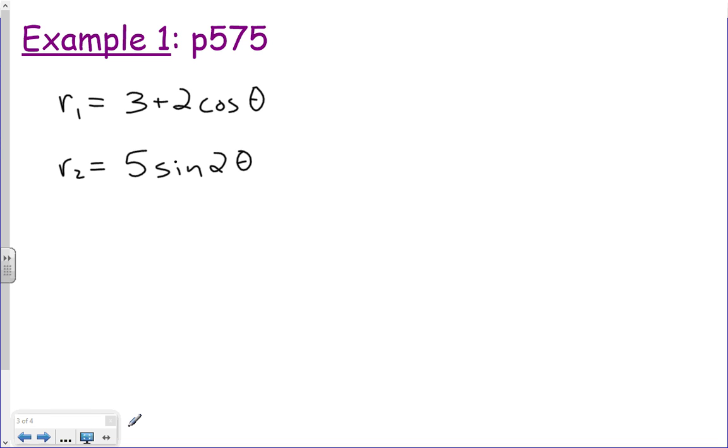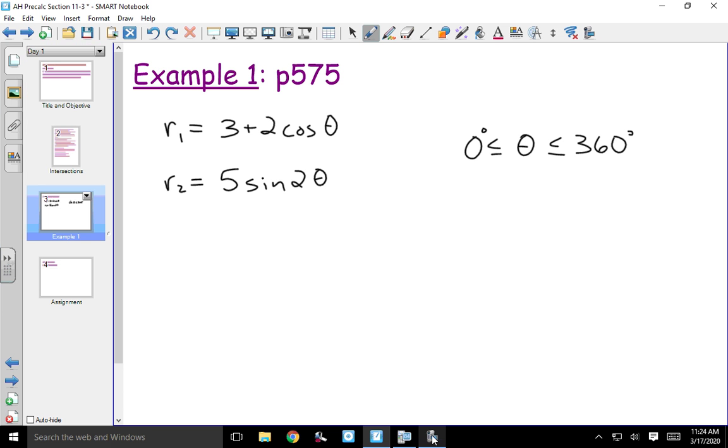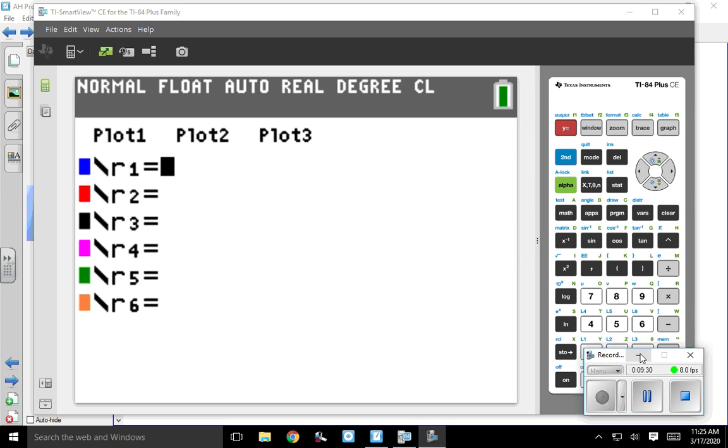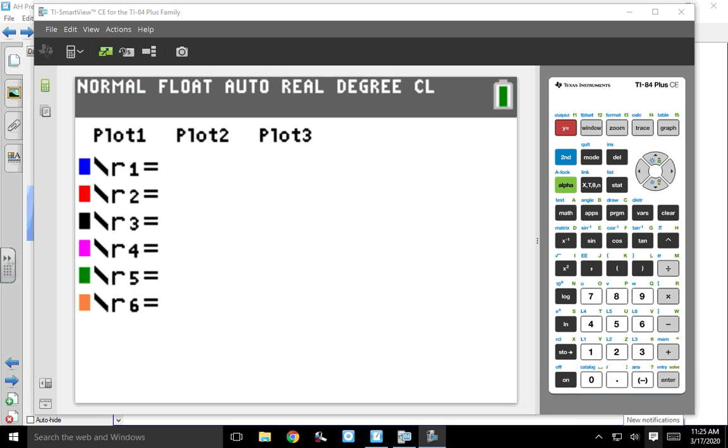But let's go ahead and sketch that just to verify that's the case. I should also indicate we're talking about theta from 0 to 360, so we'll do this in degrees. So go ahead and grab your calculator and let's punch this into your calculator. All right, so go ahead and make sure you're in polar mode. Make sure you're in degree mode as well on your calculator. And as long as you are, then we can punch in these two equations here.